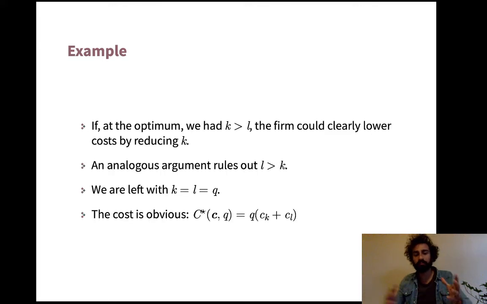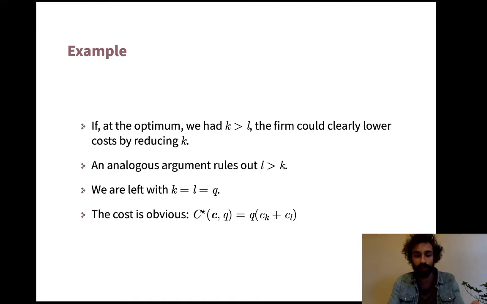So at the optimum, of course, if K was larger than L, the firm could clearly lower costs by reducing K, right? These are going to be nice L-shaped isoquants, and we know that we're going to be at the kink. If you were employing more capital than labor, you could just move down the isoquant, and you'd be lowering your costs, right? But you wouldn't be doing anything to the production output. So obviously, you could lower costs unless you're at the kink. By an analogous argument, L can't be greater than K, which means we're left with K is equal to L is equal to Q. And so the cost is then obvious.